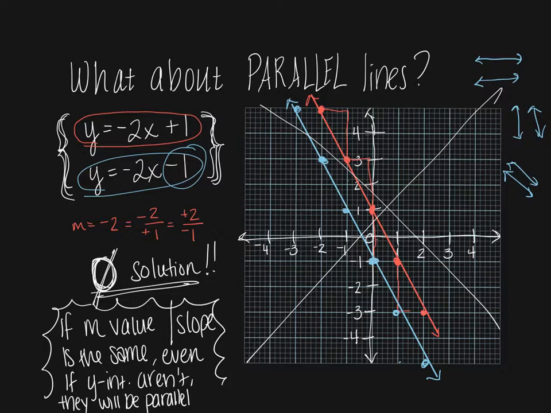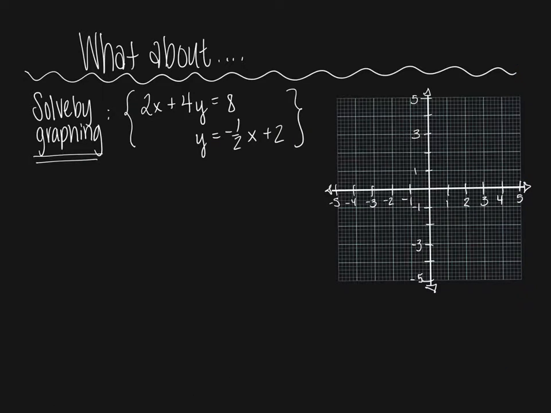All right, let's look at another bizarre scenario. Let's say you're given a situation that looks like this. 2x plus 4y equals 8 is the first equation, and the second equation in my system is y equals -1/2 x plus 2. Well, they're not in the same form, so if I want to solve them by graphing, I need to find my y-intercept.